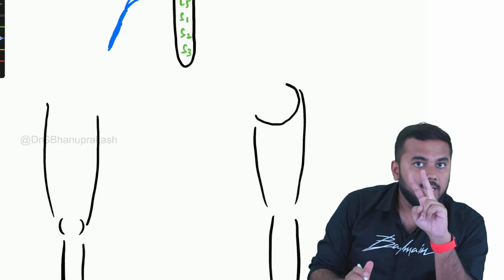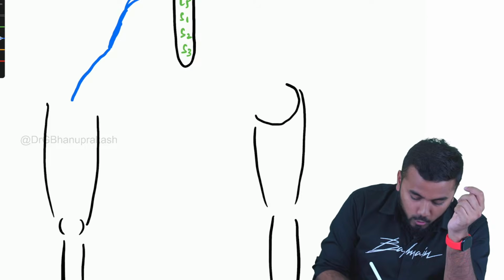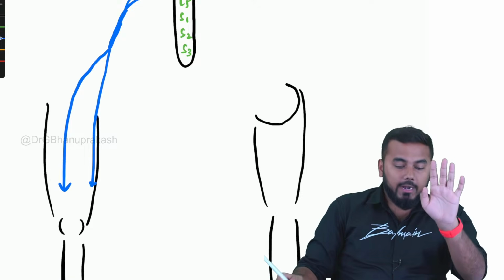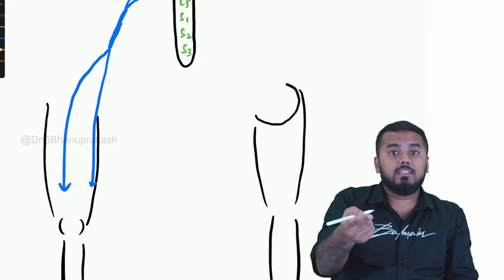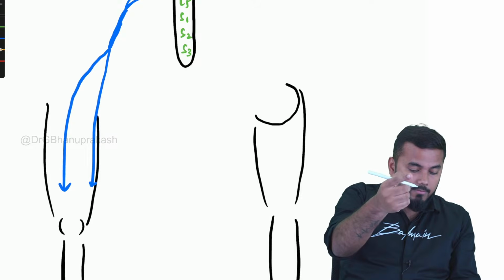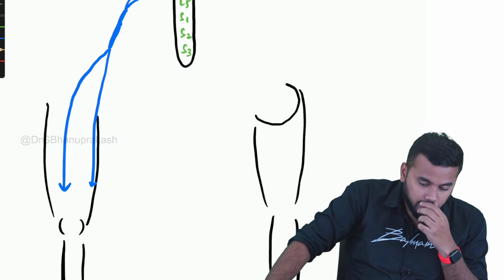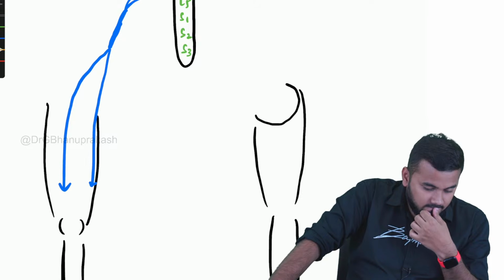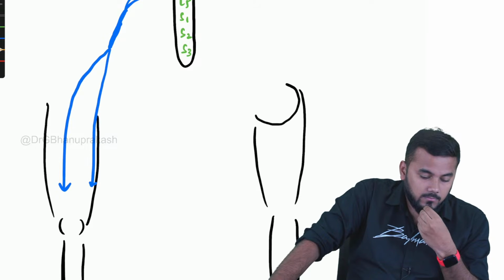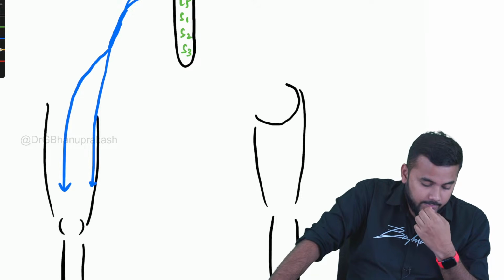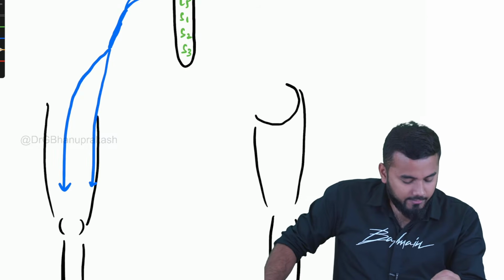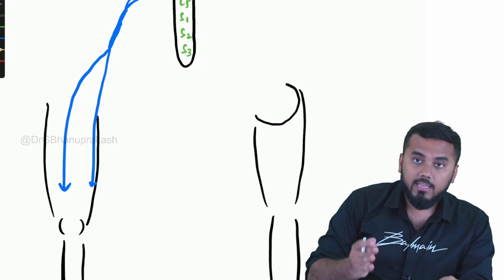And this nerve will divide into two parts. One part going onto the anterior side of the thigh, one part going onto the medial side. Which nerve? Be fast. Which nerve? Very good, Malhar. Femoral nerve. Medial part of the thigh, obturator nerve.